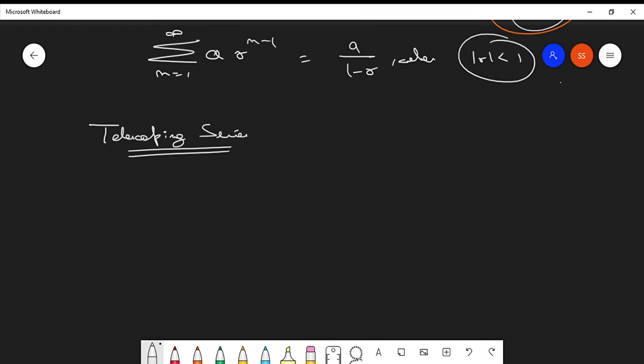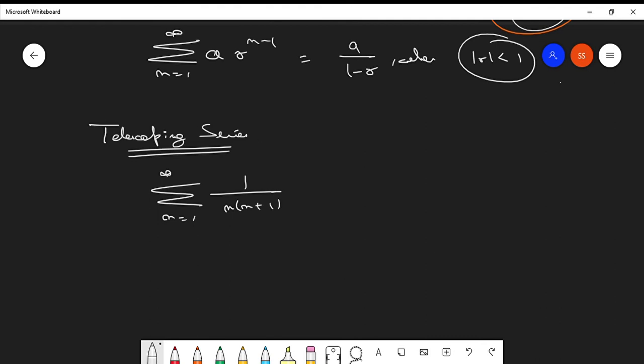Telescoping series are series that are infinitely long, but eventually the terms cancel each other to become a collection of a very small number of terms. One of the finest examples of a telescoping series is this one. Let's say the sum from n equals 1 to infinity of 1 over n into n plus 1, right?